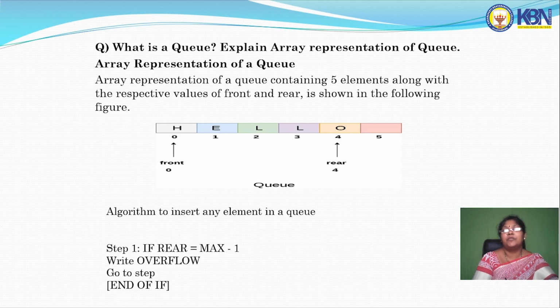See here, first of all, what a queue is: storing the elements like HELLO. We are storing the elements by using an array representation. This is the 0th location to the 4th location. We have 5 elements. So here we check first: if rear equal to maximum minus 1, then write overflow. That means the queue is full. Go to the end.